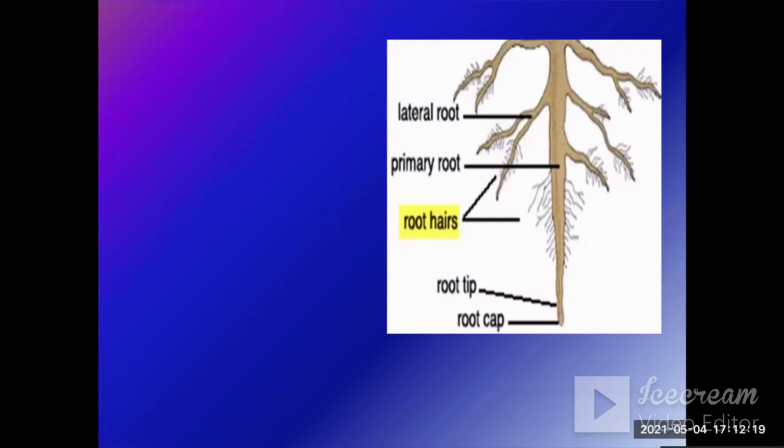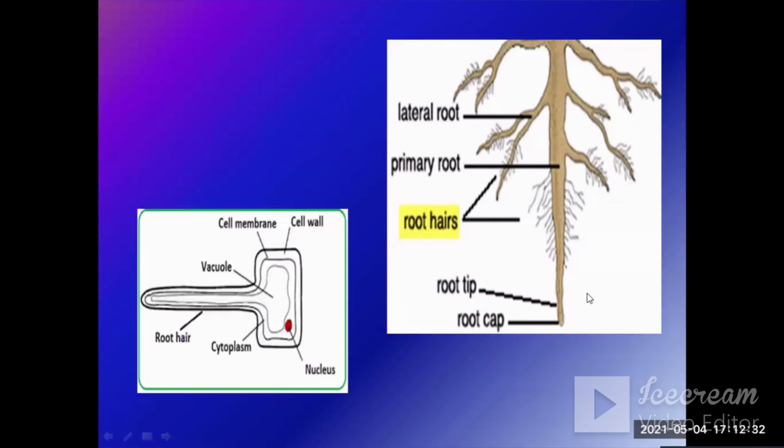Let's see the root. We have already come across, in a slide, the lateral root and the primary root. Now the root hair. I want to show you what root hair looks like. So there, this is root hair. This root hair is very essential for the survival of the plant.